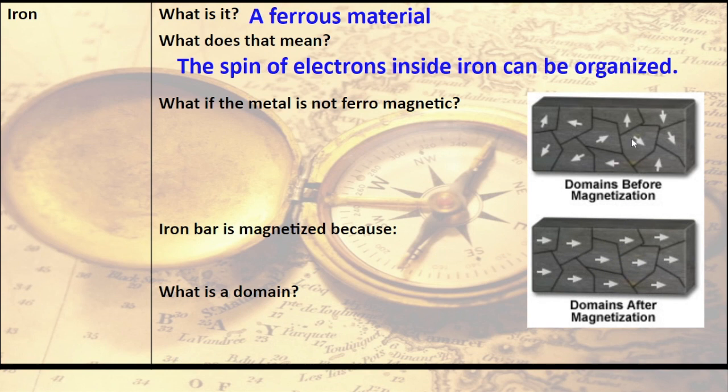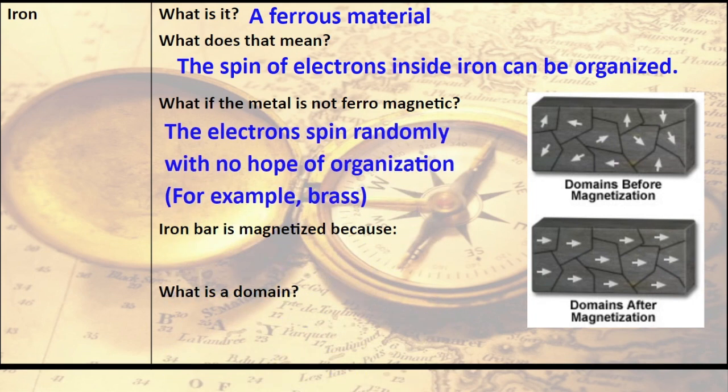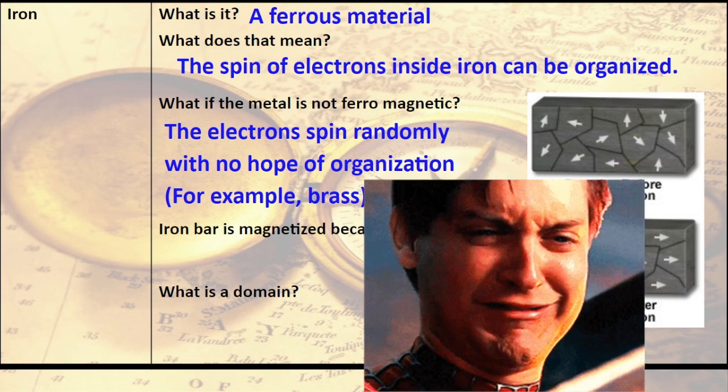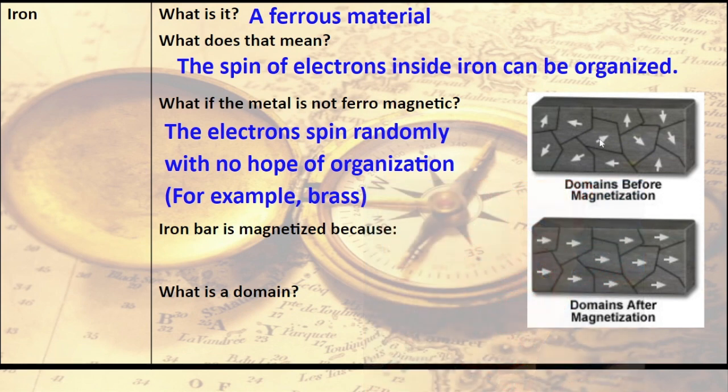So in iron, or a ferrous material, we can take all these randomly pointed arrows and line them all up so that they all go in the same direction. What if the metal is not a ferromagnetic material? What happens? Well, like we said, the electrons are going to spin randomly with no hope of organization. So in other words, it's going to be stuck looking like this. And that means that the material is not going to be able to be magnetized.